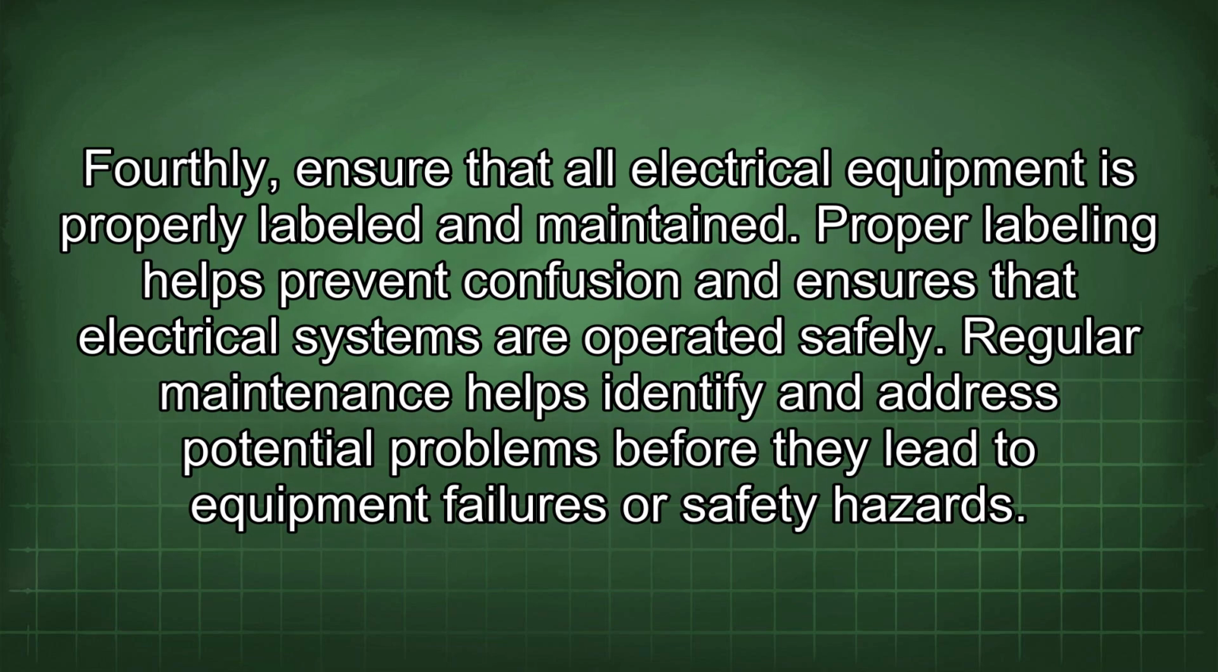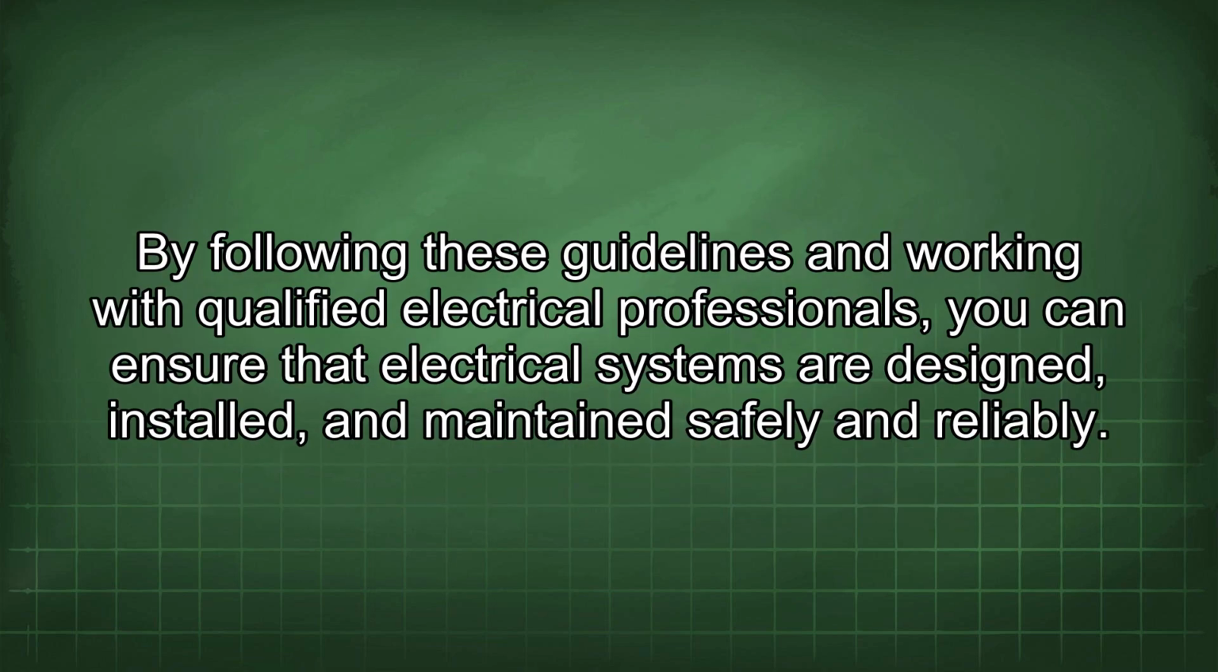Fourthly, ensure that all electrical equipment is properly labeled and maintained. Proper labeling helps prevent confusion and ensures that electrical systems are operated safely. Regular maintenance helps identify and address potential problems before they lead to equipment failures or safety hazards. By following these guidelines and working with qualified electrical professionals, you can ensure that electrical systems are designed, installed, and maintained safely and reliably.